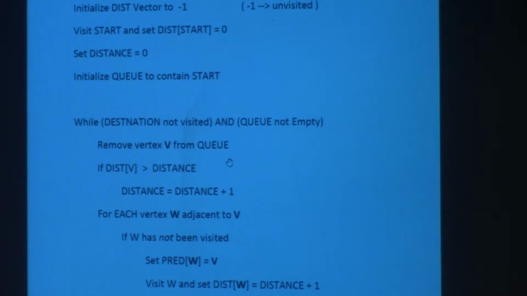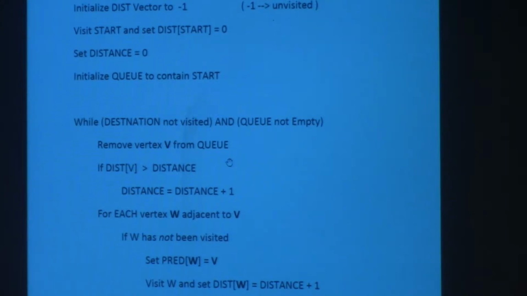Okay, so we're going to have a bunch of vectors. The vectors will simply be arrays of values for each vertex. So we'll initialize a distance vector to -1. So if I have, for example, A, B, C, D, E, F, G vertices, it's going to be -1, -1, -1, a bunch of -1s. And simply that means the distance vector -1 means you can either put infinity or -1.